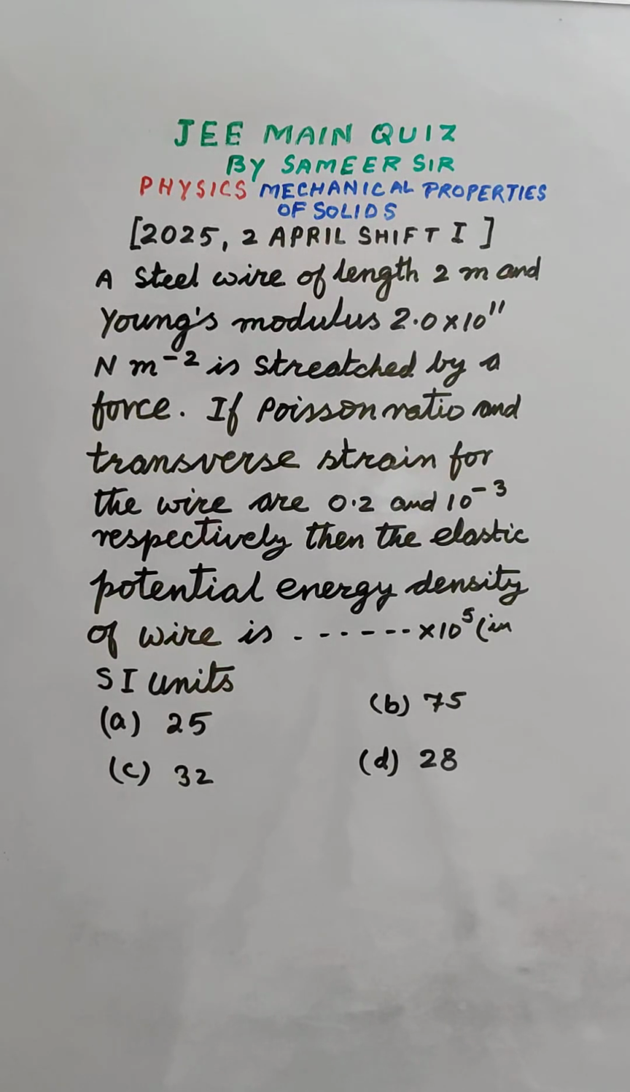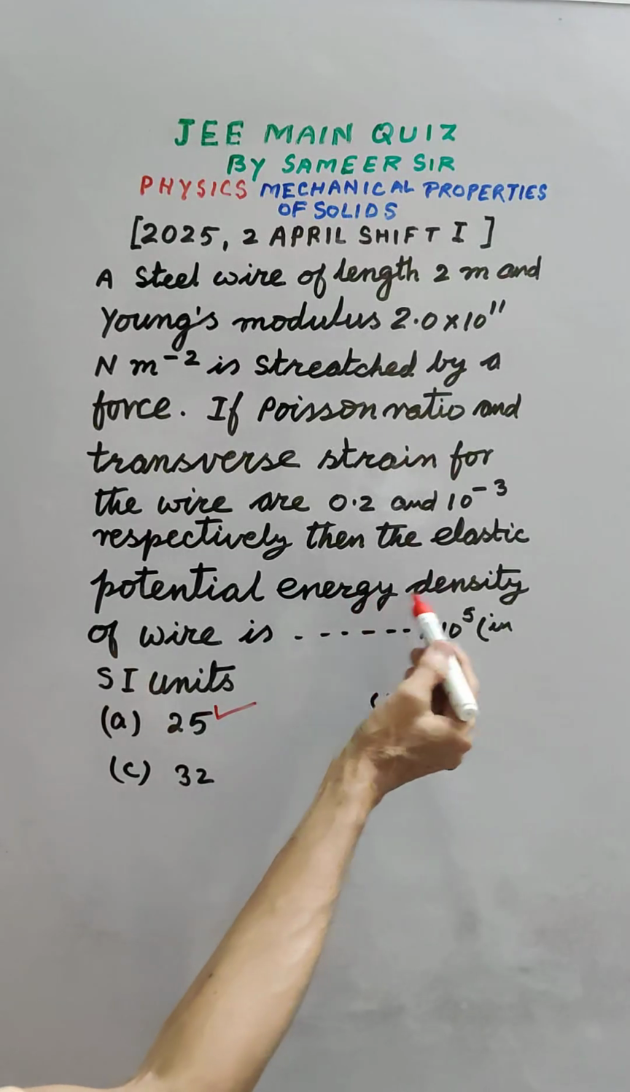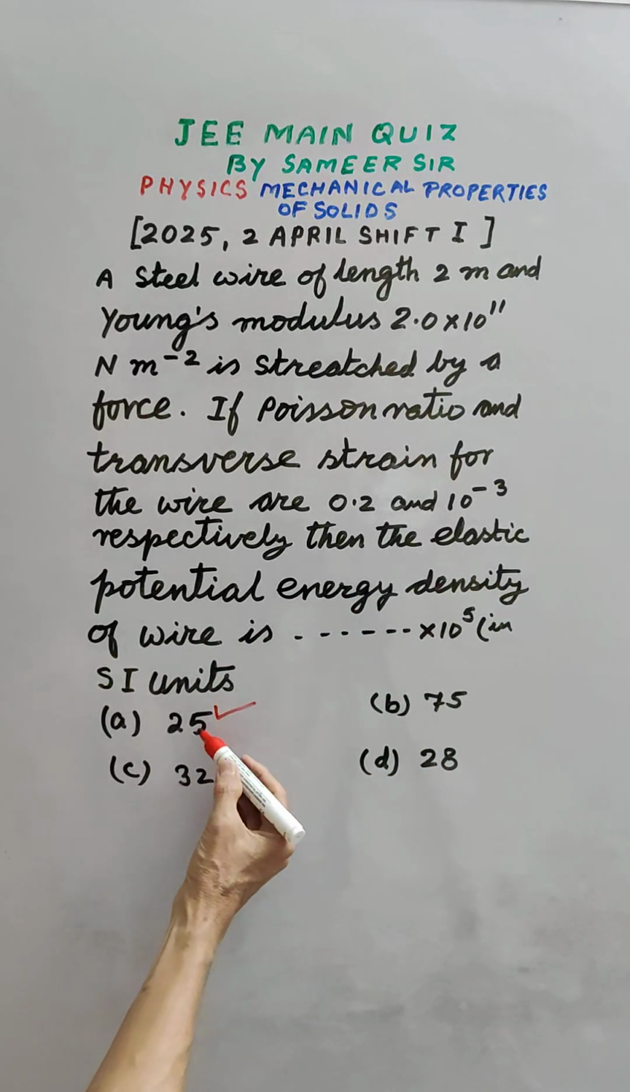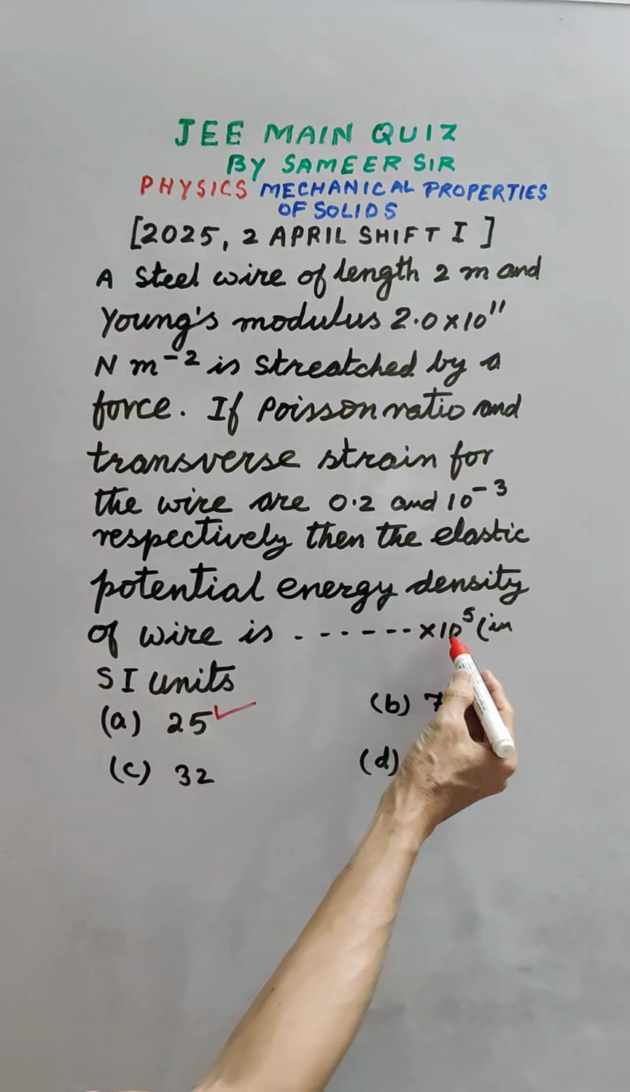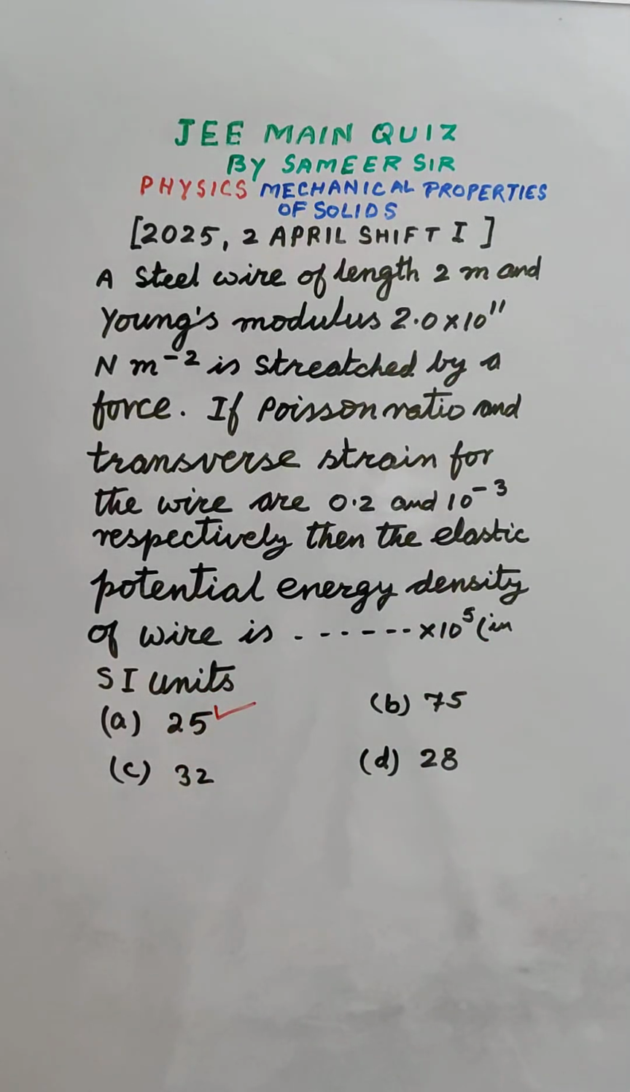10, 9, 11. Your time start. 10, 9, 8, 7, 6, 5, 4, 3, 2, 1. Yay! Correct option is 25. The elastic potential energy density of wire is 25 into 10^5 in SI units. क्या आप इसको 50 सेकंड्स में सॉल्व कर पाएँ?